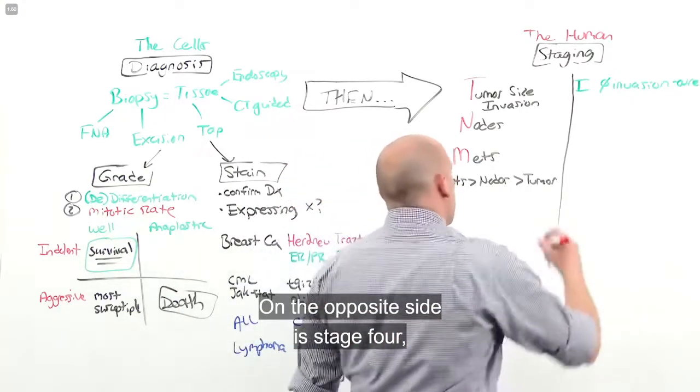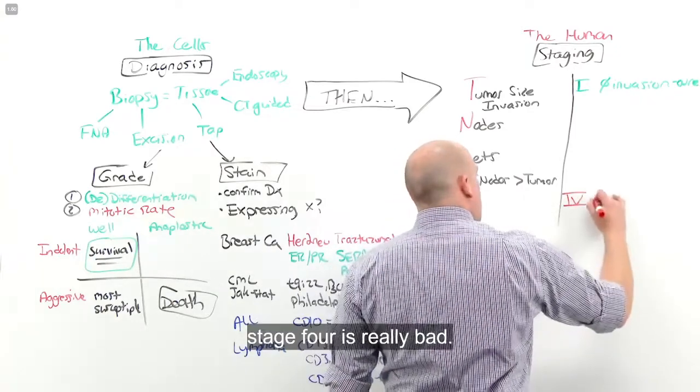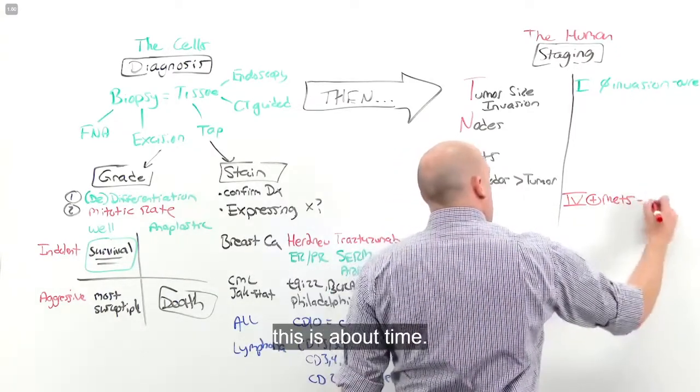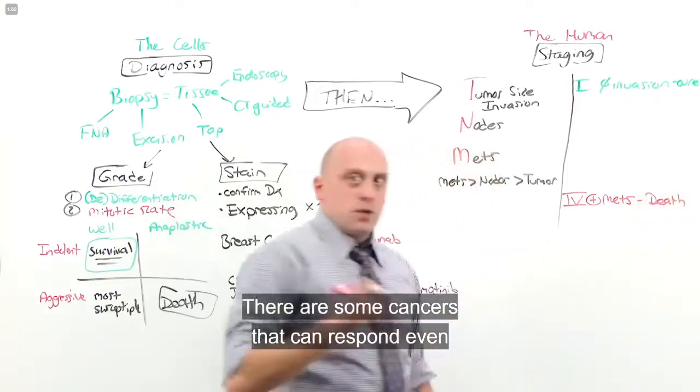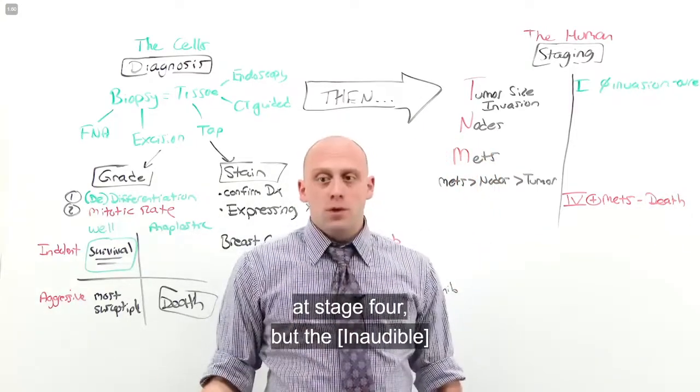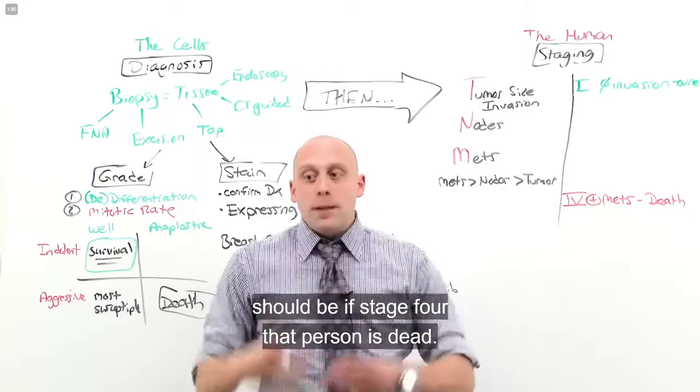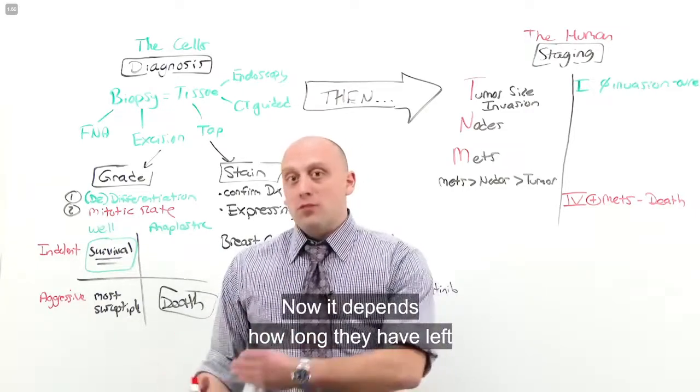On the opposite side is stage 4. Stage 4 is really bad. This means there are distant metastases. This is about time. There are some cancers that can respond even at stage 4, but the gestalt should be, if stage 4, that person's dead. And now it depends how long they have left and how much they want to fight.